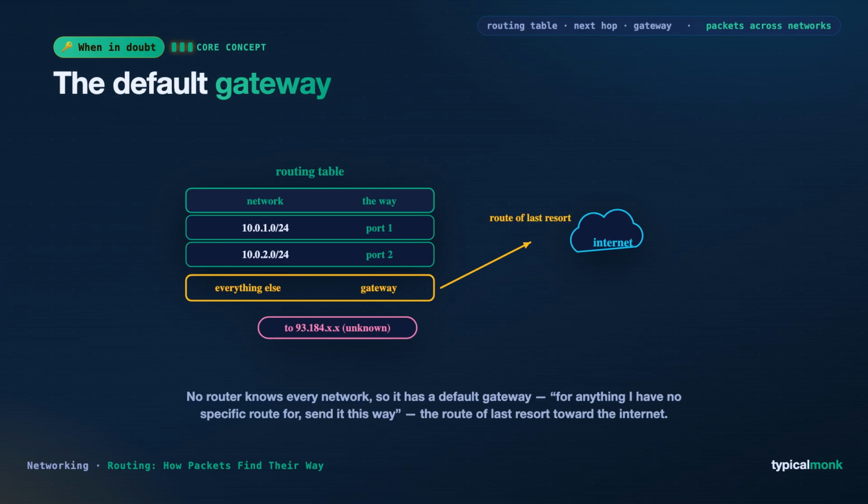So the takeaway: because no router can know every network, the default gateway is a catch-all route of last resort, saying "for anything I have no specific route for, send it this way." So your laptop knows only its local network and sends everything else to its gateway. And chaining these defaults upward lets a packet reach any destination.